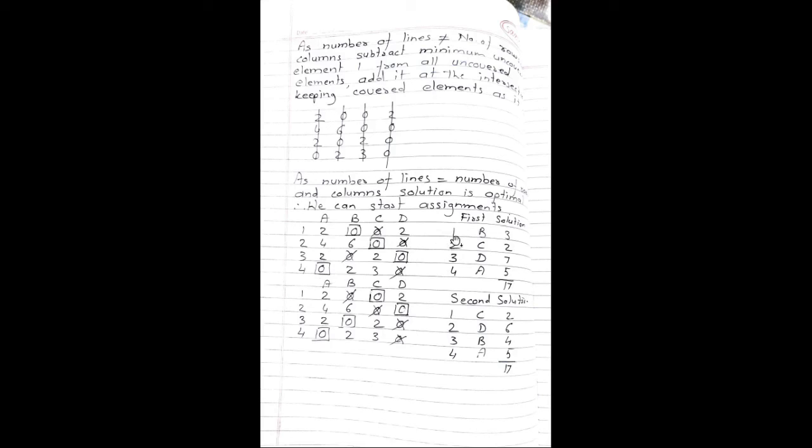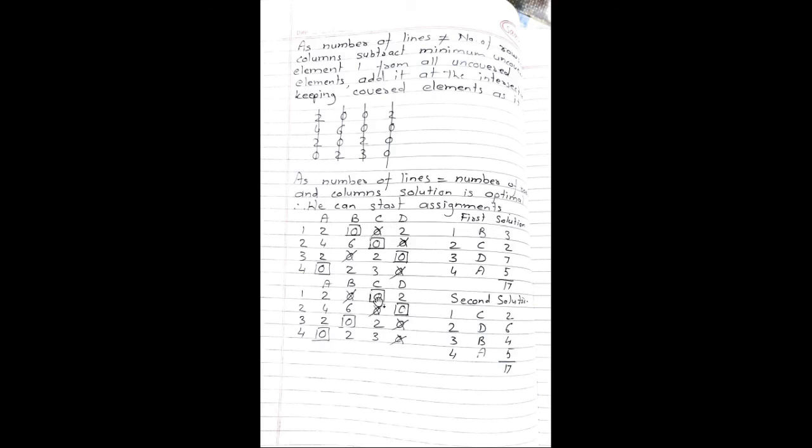So first solution, 1 is assigned to B, second is assigned to C, third is assigned to D, fourth is assigned to E, and the respective elements addition becomes 3 plus 2 plus 7 plus 5, that is nothing but 17.